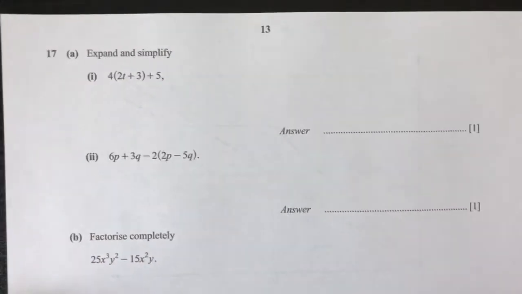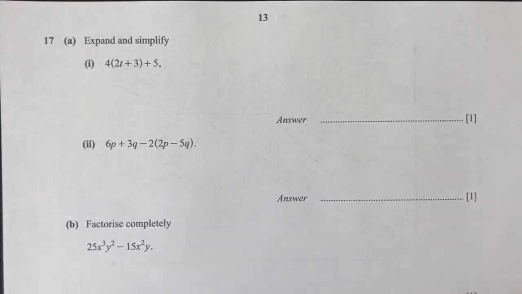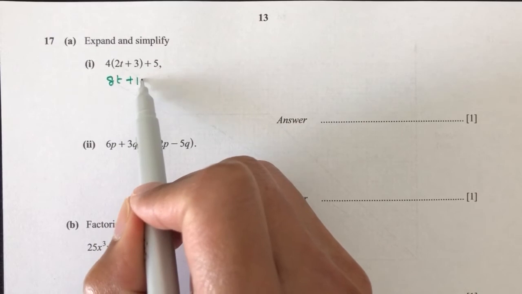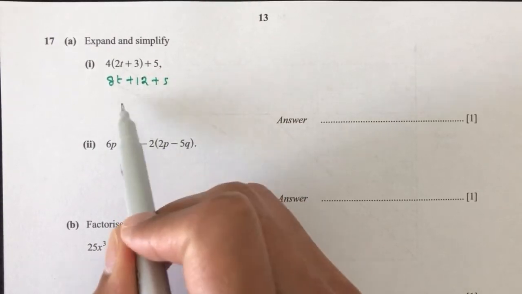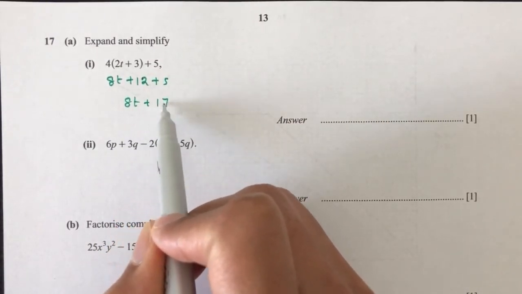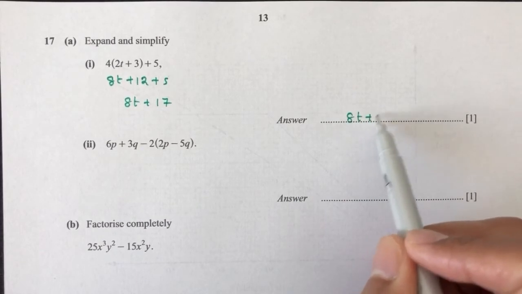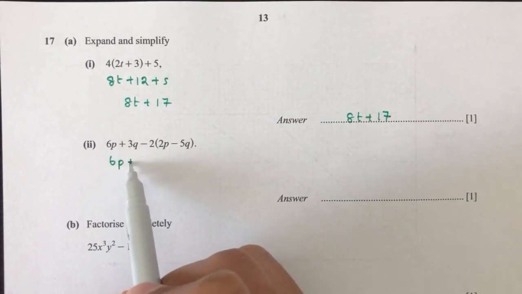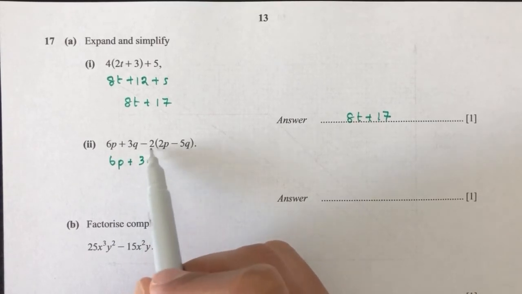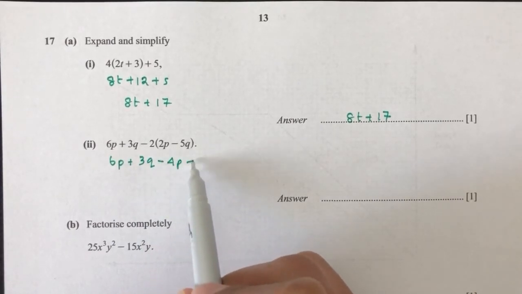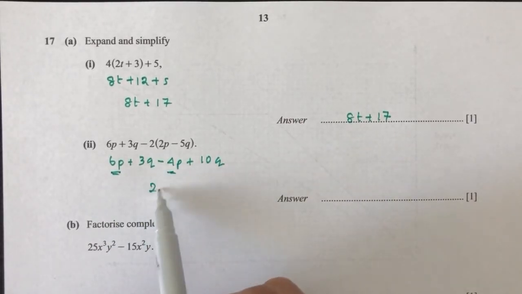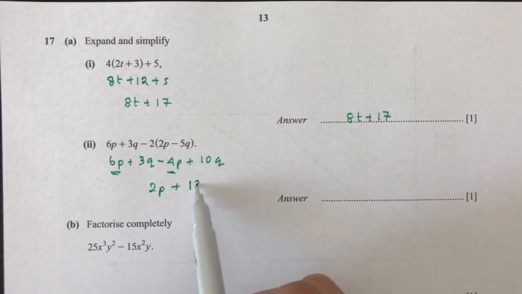Question number 17. Expand and simplify part A. So let's expand. 4 times 2t will be 8t plus 12 plus 5. That will be 8t plus 17. 8t plus 17. And now for this one, expand and simplify. Minus 2 times 2 minus 4p plus 10q. So 6p minus 4p is 2p plus 13q.